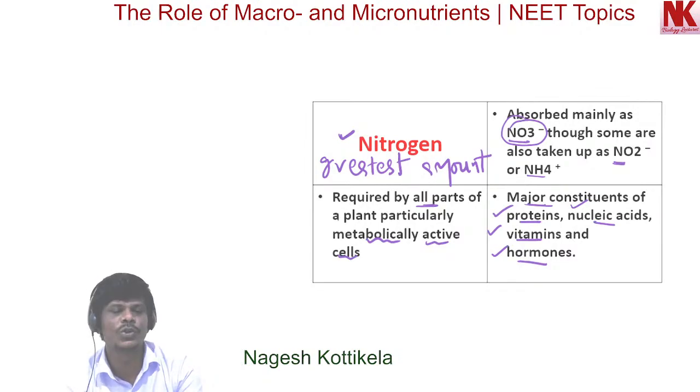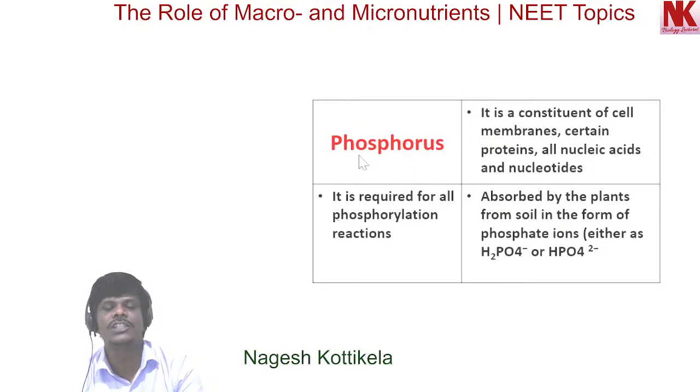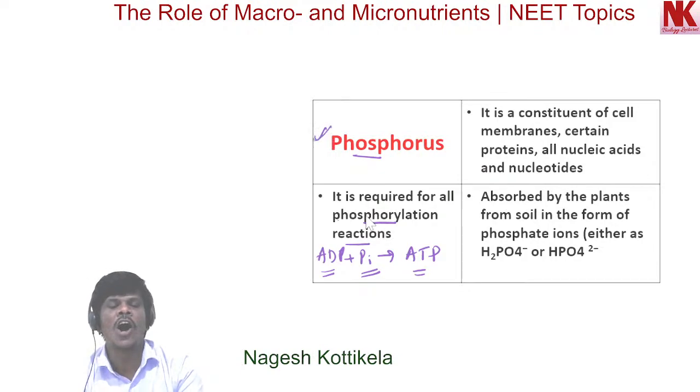Now moving to one more macronutrient, that is phosphorus. Phosphorus is required for all phosphorylation reactions. What is a phosphorylation reaction? Addition of phosphate is phosphorylation. For example, when inorganic phosphate is added to adenosine diphosphate, ATP is formed. This is one example of a phosphorylation reaction.